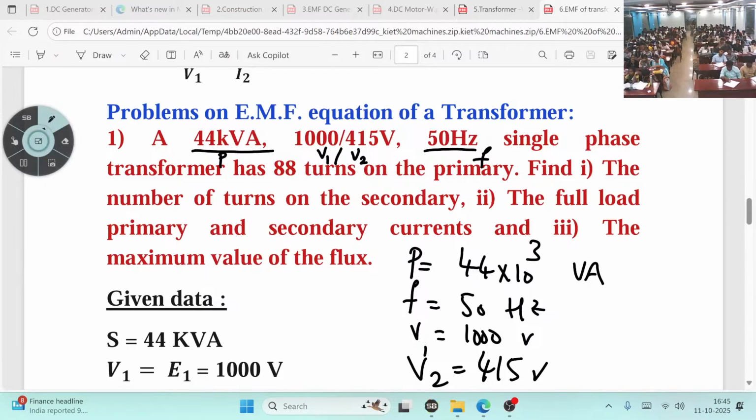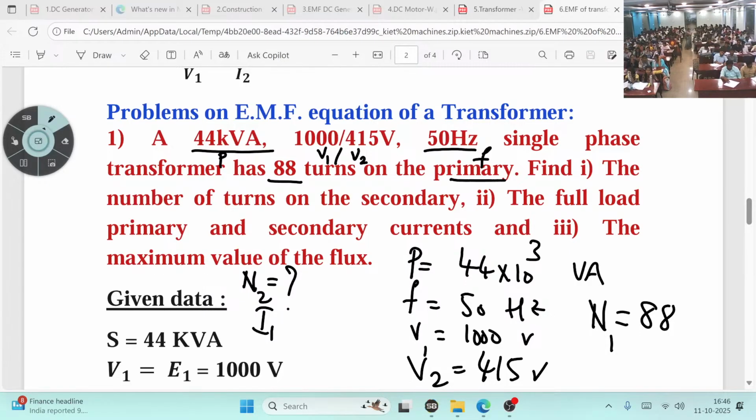A single phase transformer has 88 turns on the primary. N1 is 88. Find the number of turns on the secondary, that means N2. Second, full load primary and secondary currents, so find out the I1 value and I2 value. Third, the maximum value of flux, that is phi max.